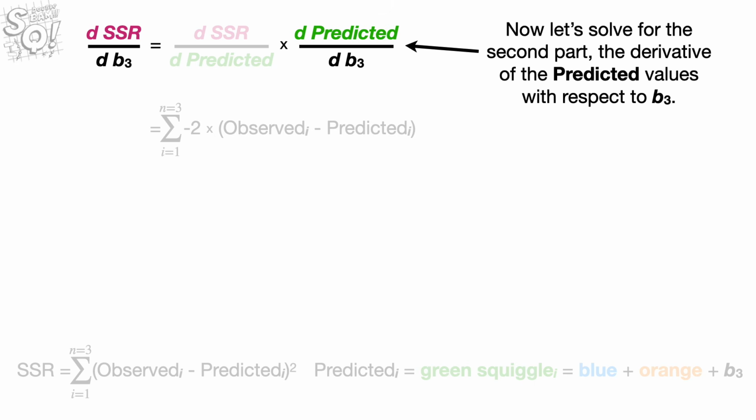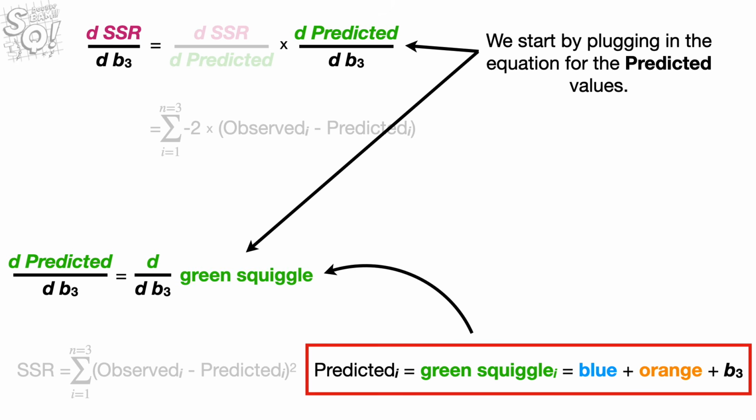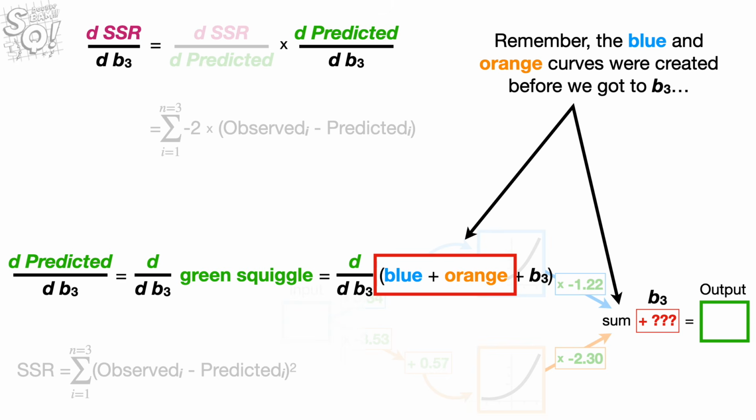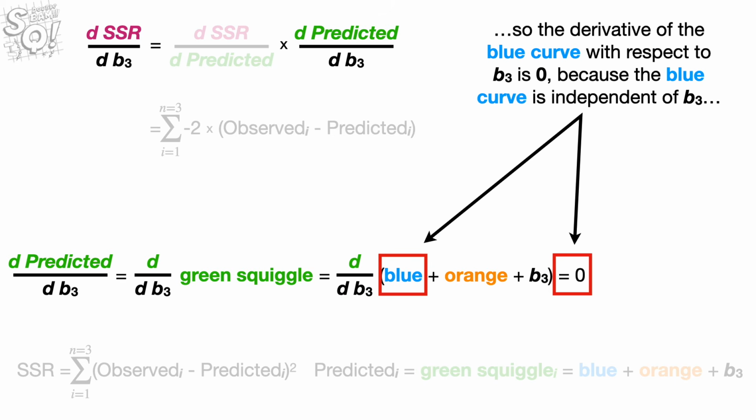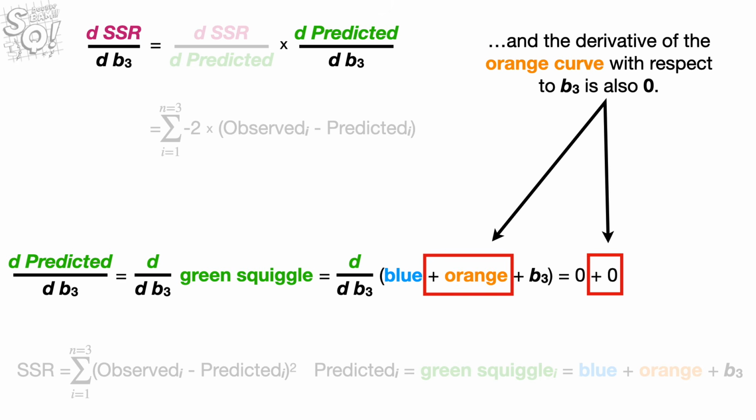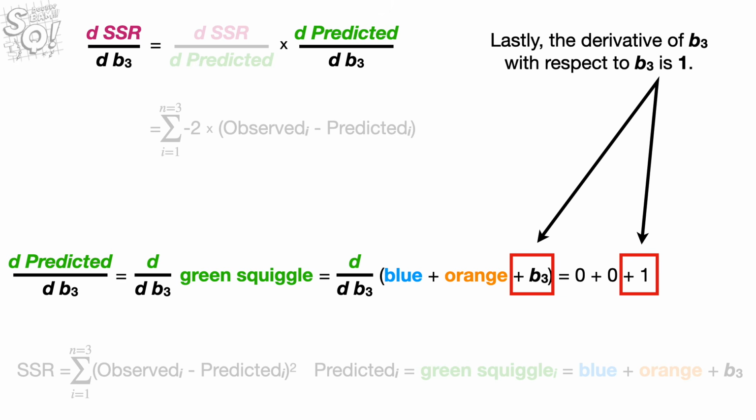Now let's solve for the second part, the derivative of the predicted values with respect to b sub 3. We start by plugging in the equation for the predicted values. Remember, the blue and orange curves were created before we got to b sub 3. So the derivative of the blue curve with respect to b sub 3 is 0 because the blue curve is independent of b sub 3. And the derivative of the orange curve with respect to b sub 3 is also 0. Lastly, the derivative of b sub 3 with respect to b sub 3 is 1.